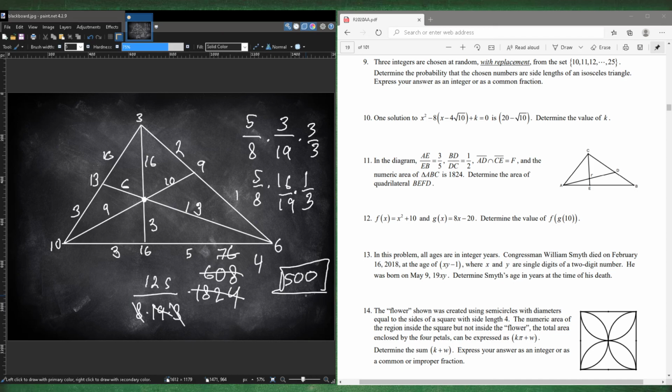And that's basically all you have to do. You have to use Ceva's theorem, use mass points, and then basically finding ratios between these triangles.